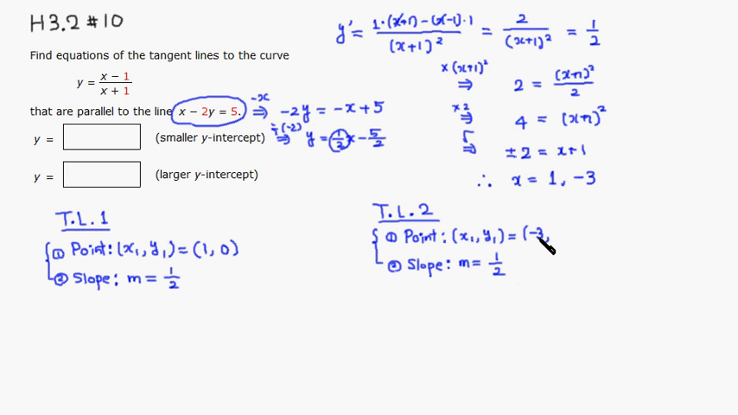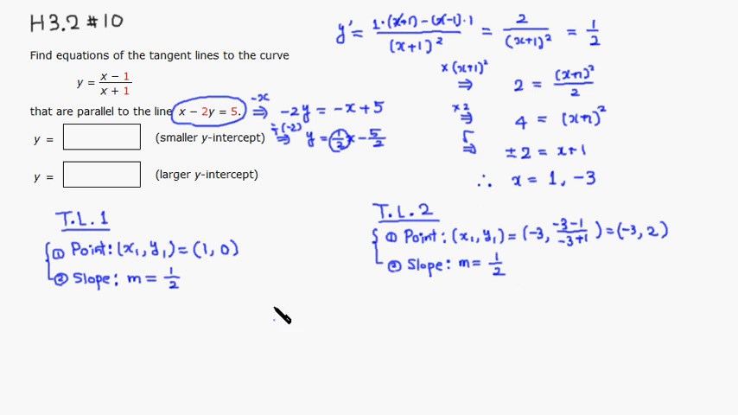When x1 is negative 3, we plug in here: negative 3 minus 1 over negative 3 plus 1. So that's going to give you the point negative 3 comma negative 4 divided by negative 2, so it's positive 2.